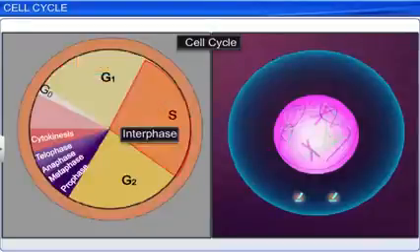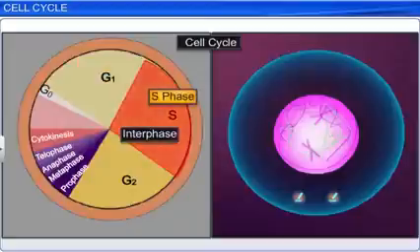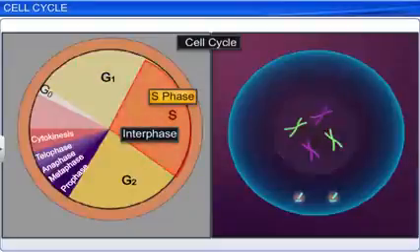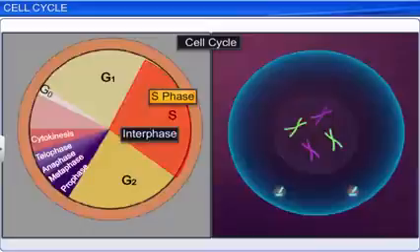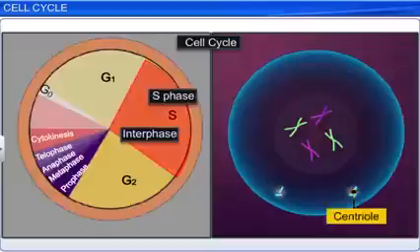In the S phase or synthesis phase, the DNA synthesizes or replicates, and the amount of DNA in the cell doubles without any increase in the number of chromosomes. Also, the centriole begins to duplicate in the cytoplasm.